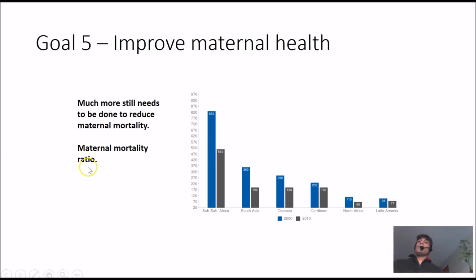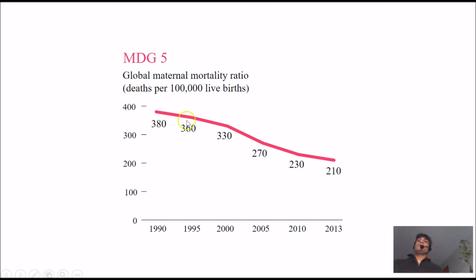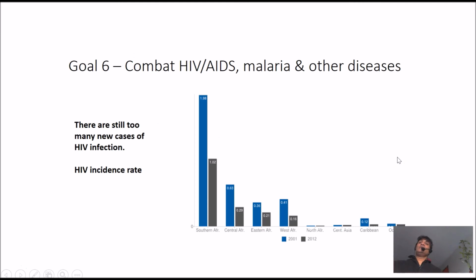Improved maternal health. We'll measure this with the maternal mortality ratio, which is a ratio of the number of women who die divided by the total number of live births in the world. And we see the biggest gap is in Sub-Saharan Africa. Great news. So same data shown globally. MMR is dropping significantly. Great news.